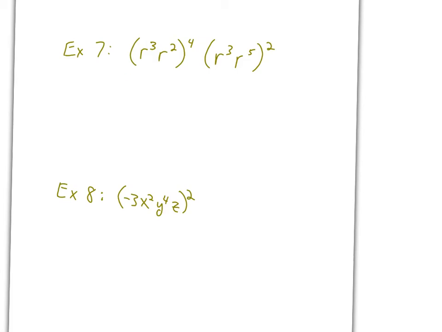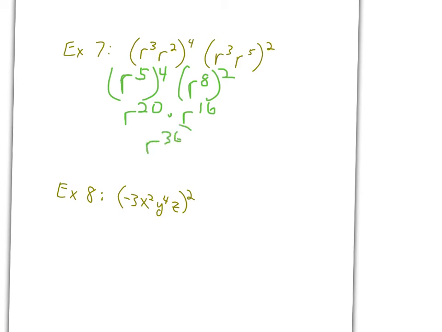So I'm going to just simplify this to r to the 5th to the 4th power, and then this is going to be r to the 8th to the 2nd power. The power of a power property would tell us to multiply these exponents. So that'd be r to the 5 times 4, or r to the 20th. R to the 8 times 2 is r to the 16th. Now I'm back to product of powers with equal bases, and then I'm going to add the exponents there, so that's r to the 36th power.